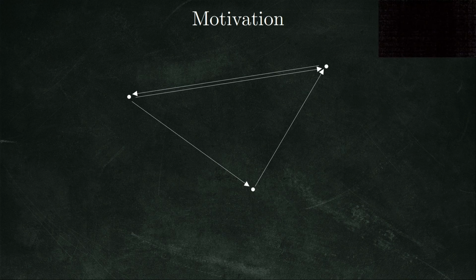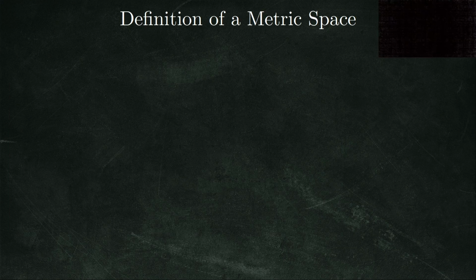However, we want to generalize this. So what does it mean? How can we measure the distance, say, between the functions x squared and 5x? Is there any way we can make sense of that? And we'll see that maybe we can. Now we're going to look at the definition of a metric space.